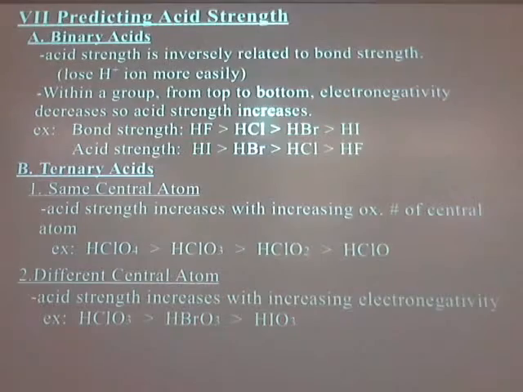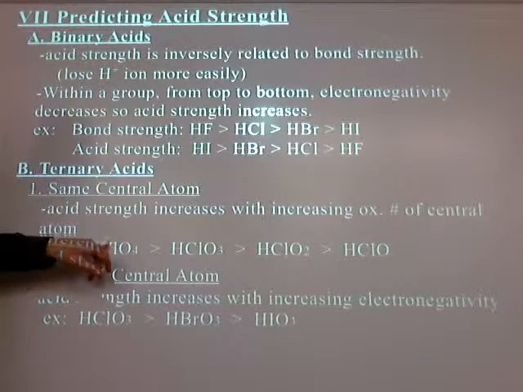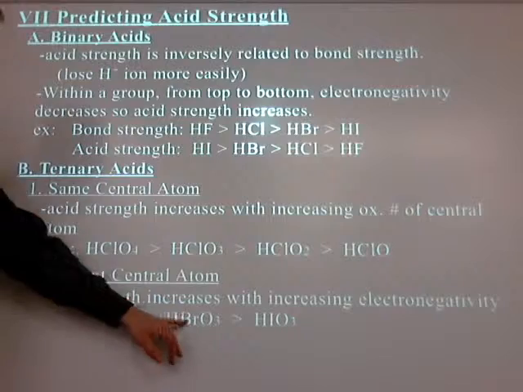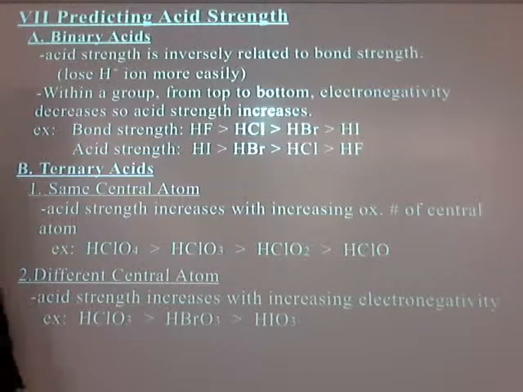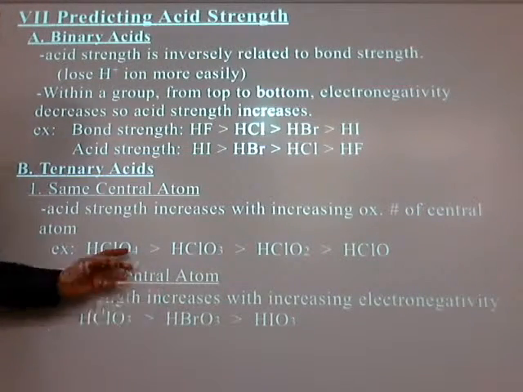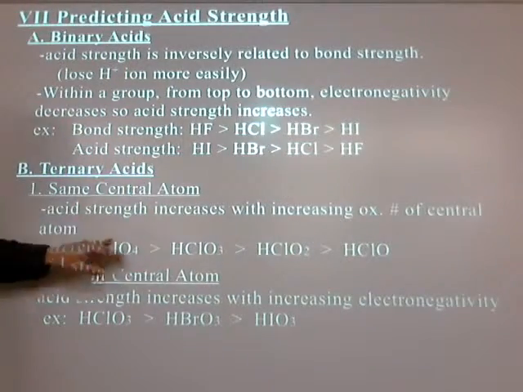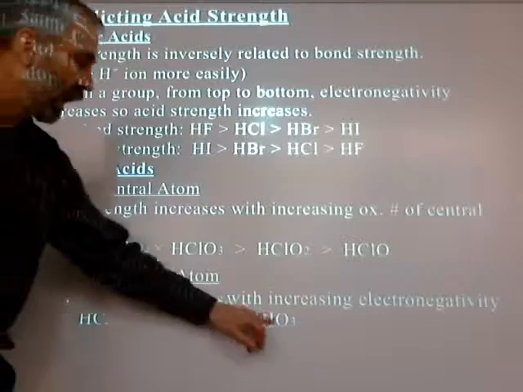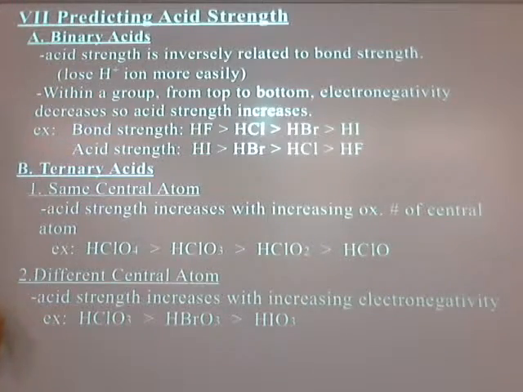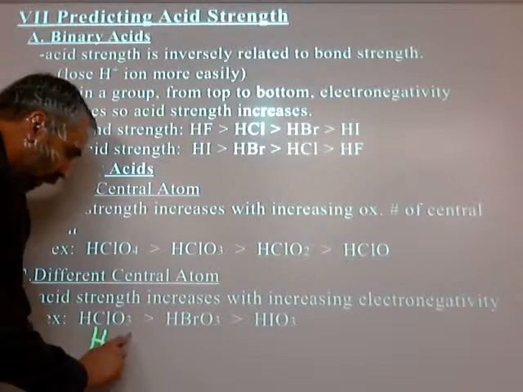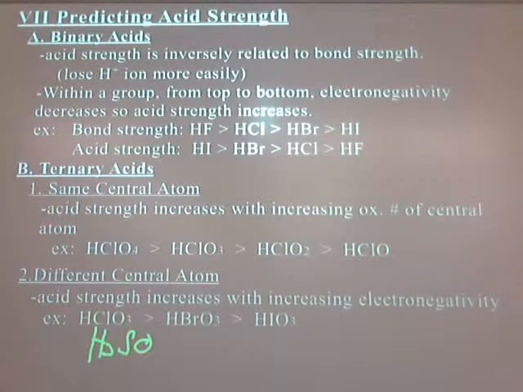What if the different central atoms have different oxidation numbers? Then I wouldn't have a way to do it. In other words, I couldn't compare HClO4 with HBrO3. That wouldn't be fair, because it has a different number of oxygens. It has to have the same central atom. If it has the same central atom, you go by oxidation number. If it has a different central atom, the other parts better be the same. So I wouldn't compare this, for example, to H2SO4. I can't do that. And these are only general rules.